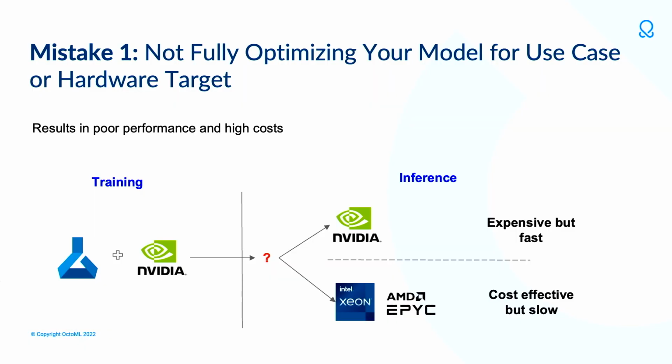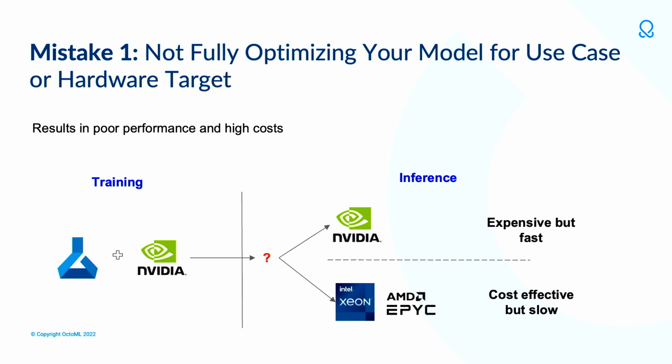So let's talk about some of the mistakes that we've seen customers make when it comes to actually deploying models. And there's definitely a lot of learnings that we got from talking to a bunch of different customers in our company. The number one mistake that we've seen is around not taking into account the end state hardware target where the model is going.